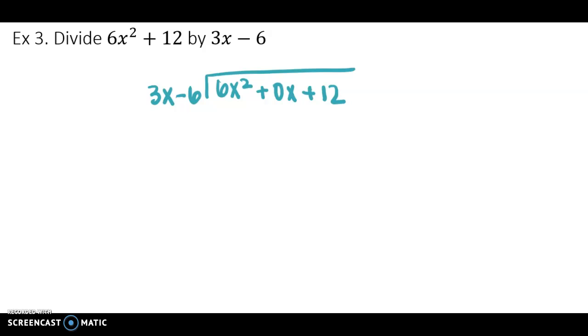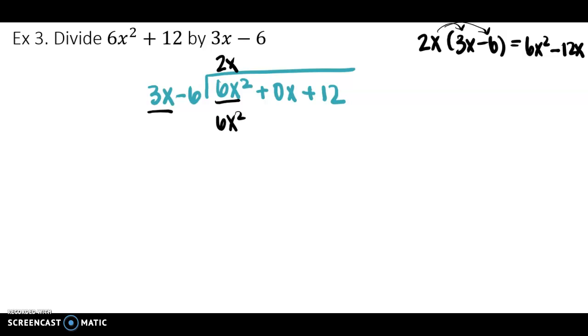So always, if you're missing a letter, go ahead and put a placeholder. All right, so what do I need to multiply 3x by to get 6x²? I need to multiply it times 2x. Remember, you could do that on the side. So 2x times 3x minus 6. Go ahead and distribute: 6x squared minus 12x.